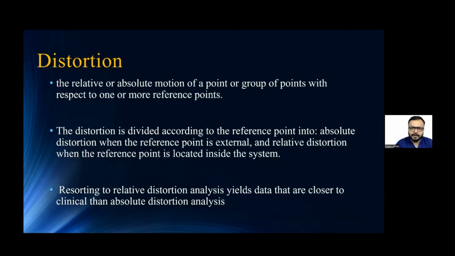Distortion, as the word would mean in English, is basically a relative or absolute motion of a point or group of points with respect to one or more reference points. Leaving the definition, in simple terms, if there is a point of reference and more points of reference to it, how much do they change from each other when you are recording in an intraoral scanner. Now, this distortion can be on the outer surfaces of the STL file, or it can be inside the STL file, and that decides whether it's an external distortion or an internal distortion. But this distortion will obviously modify or alter the data that you've recorded, and hence a good scanner is the one which records with minimum distortion.